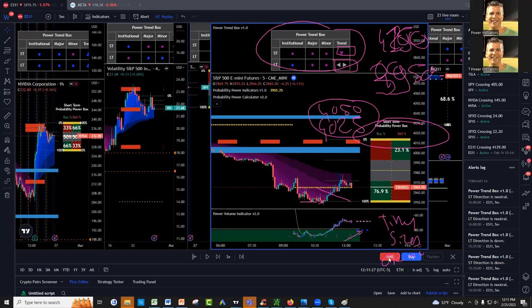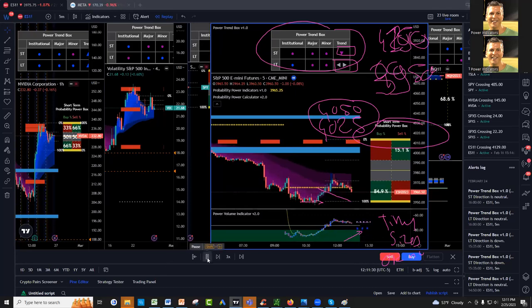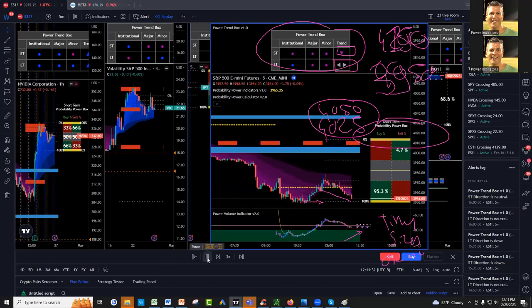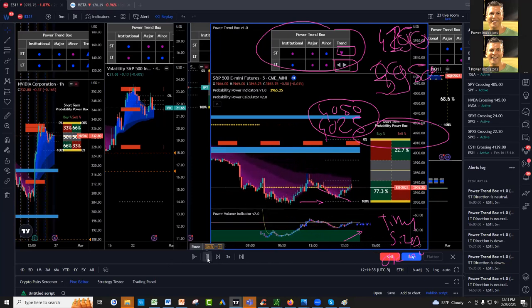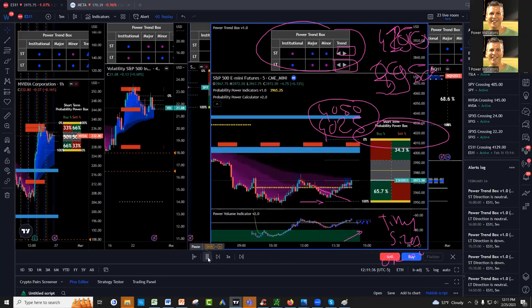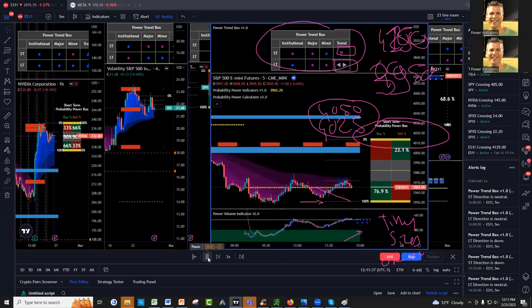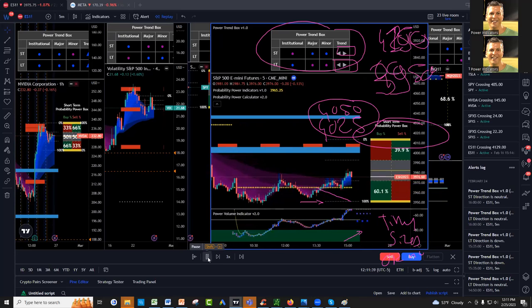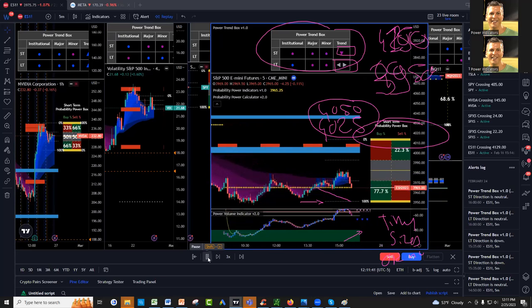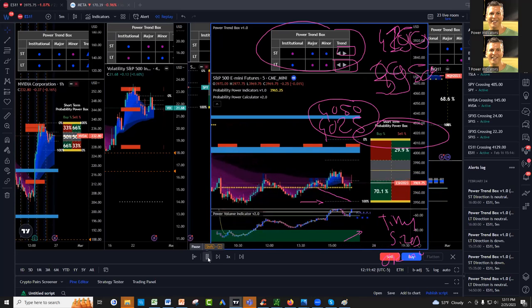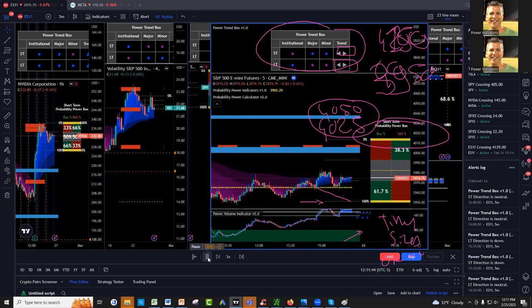So let's finish the day, playing the day. So it rebounds, eventually. The higher lows are in place. We have zebra on the cloud, purple, blue. Do you see?